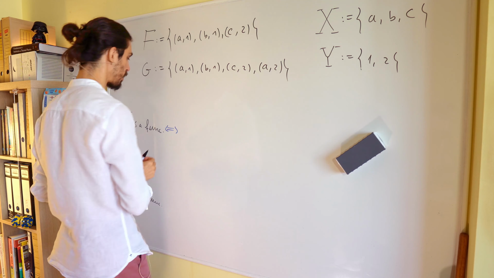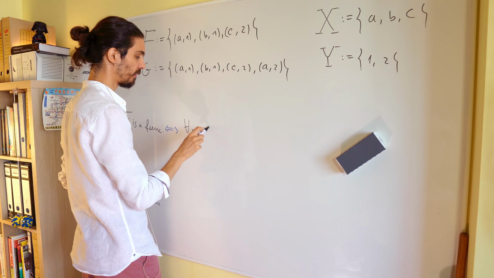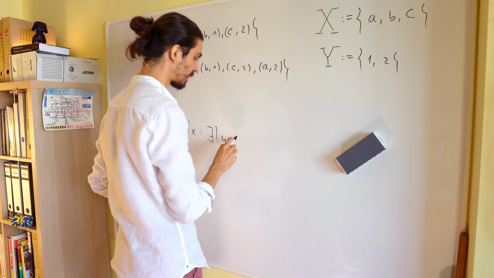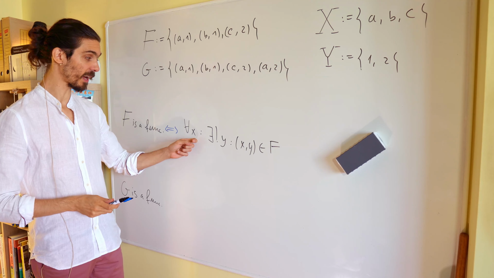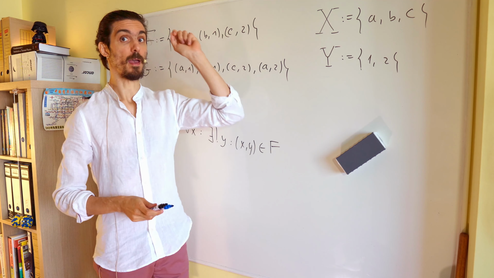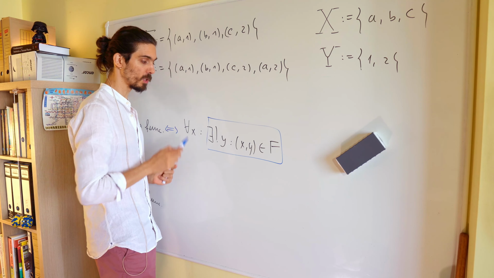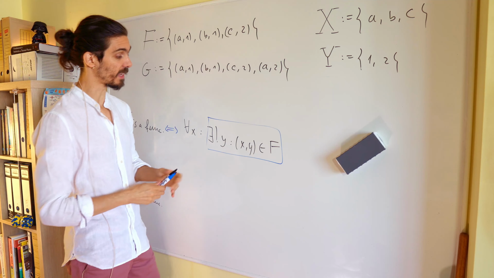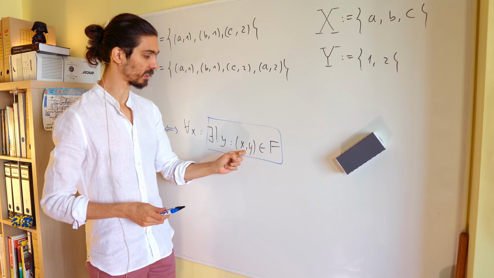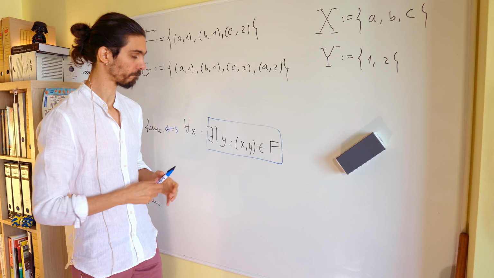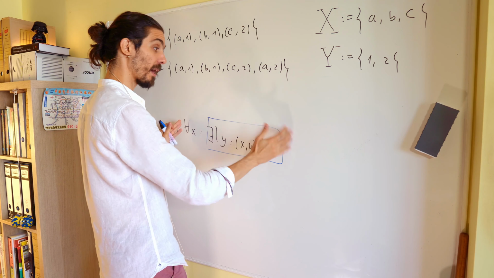So this is equivalent to saying that for all x living in big X, there exists only one y that makes the pair xy in F. I'll read it again. For all x, so for A and B and C, what is written here must be true. And what's written here? Well, there exists only one y, so either y is 1 or 2, that makes x and y in F. Okay? So, if this is too confusing, let's unpack it further.